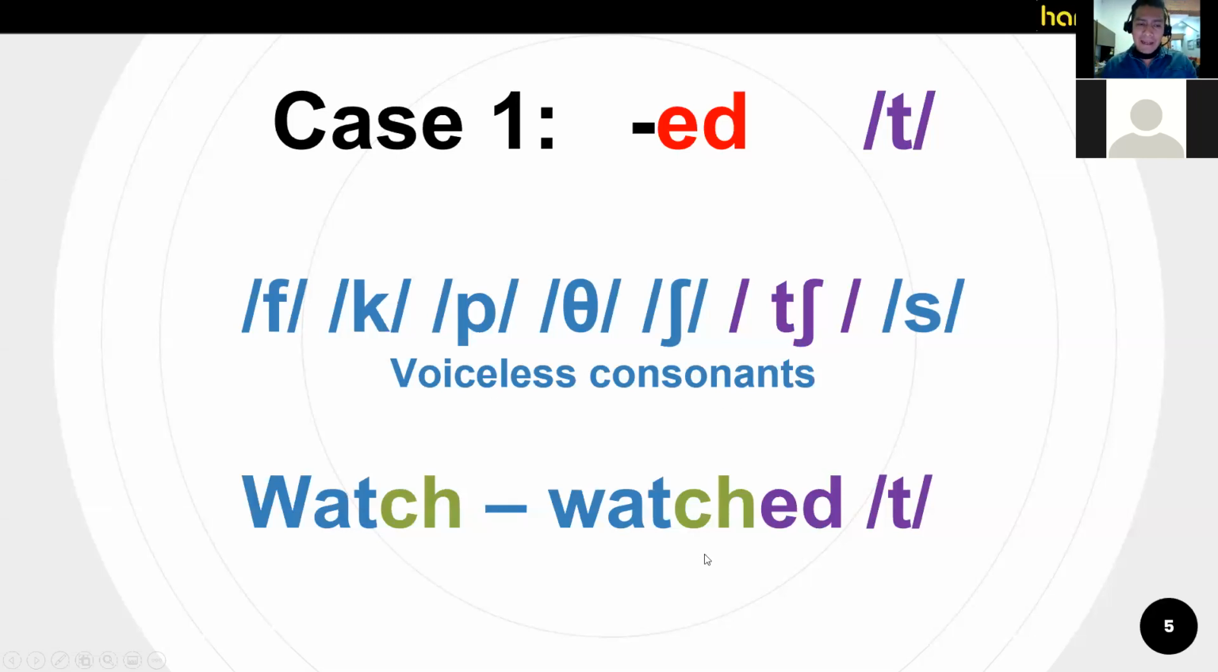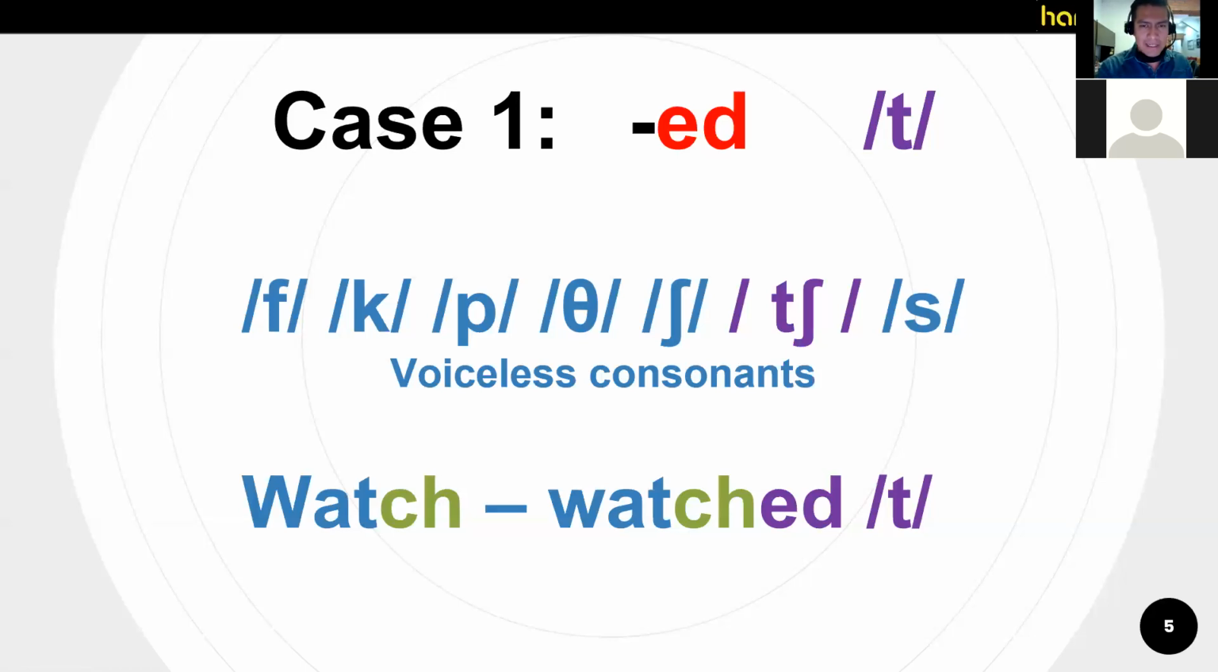Now, here is one example: watch. The ending is ch, represented with this phoneme. So the ending of the -ed is like if we added a T. We say watch, watched, like a T.